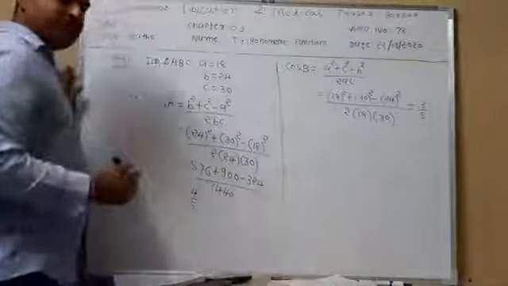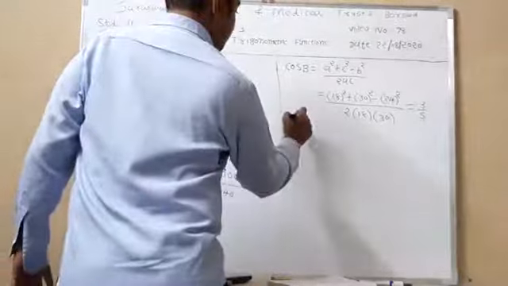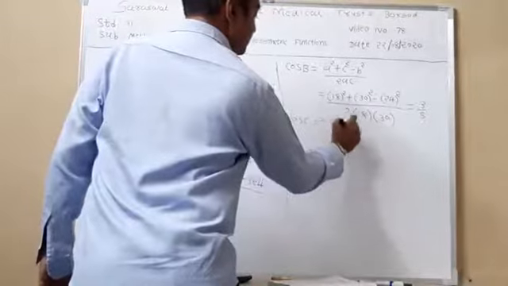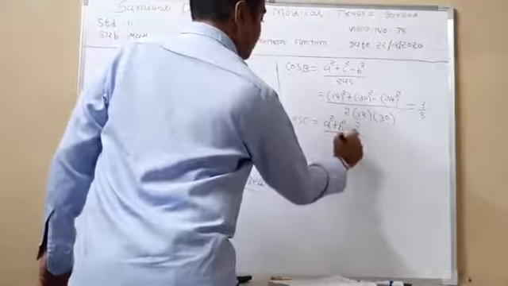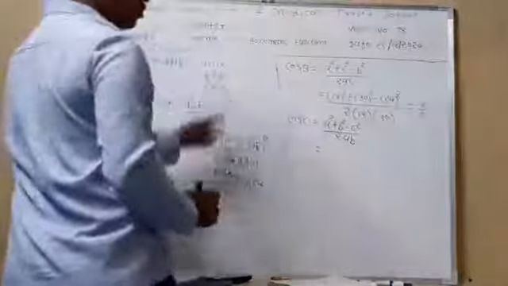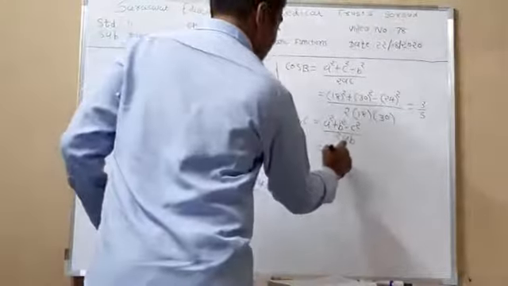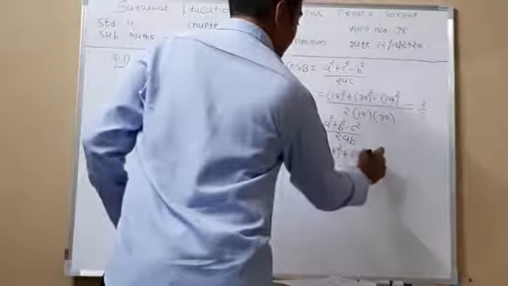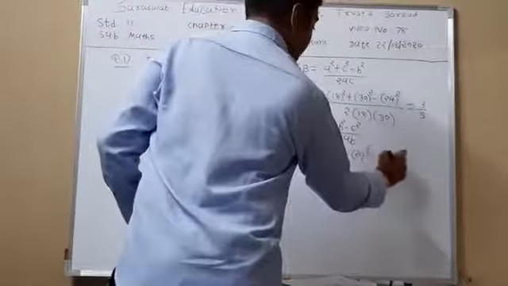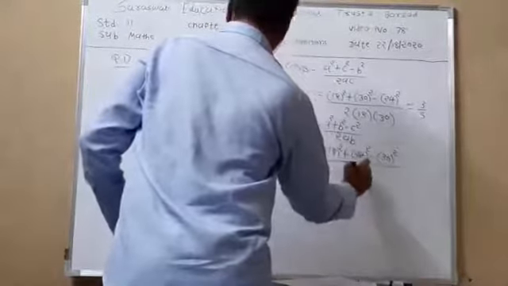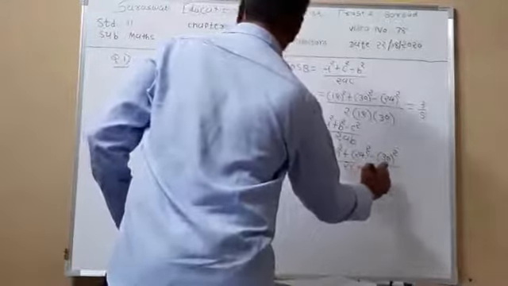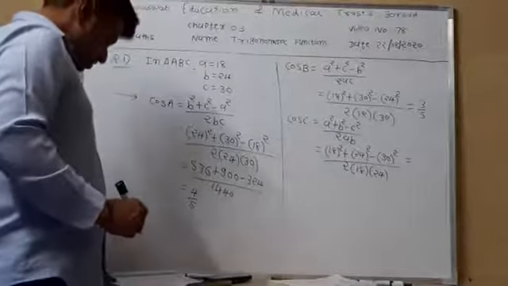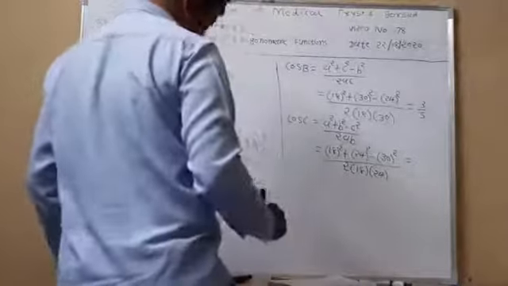In the same way cos C, so again using the identity, substitute the values. So cos C means a square plus b square minus c square upon 2ab: in place of a write 18 whole square, plus, in place of b write 24 whole square, minus, in place of c write 30 whole square, upon 2 times a, that is 18, and b, that is 24. Now again simplify, and we get the value cos C is equal to 0.